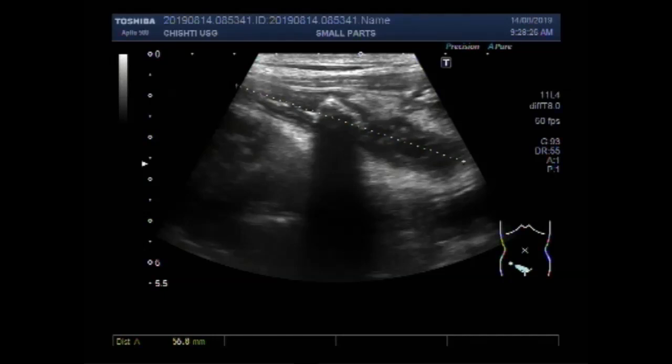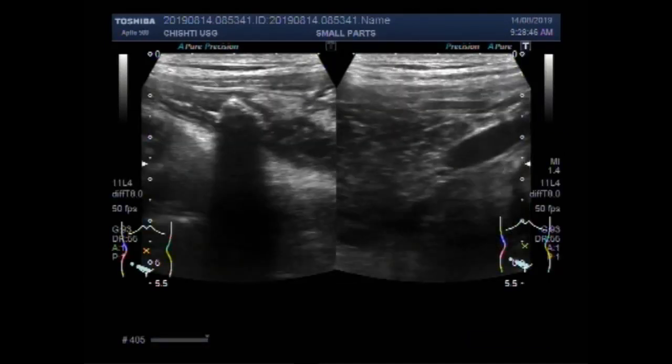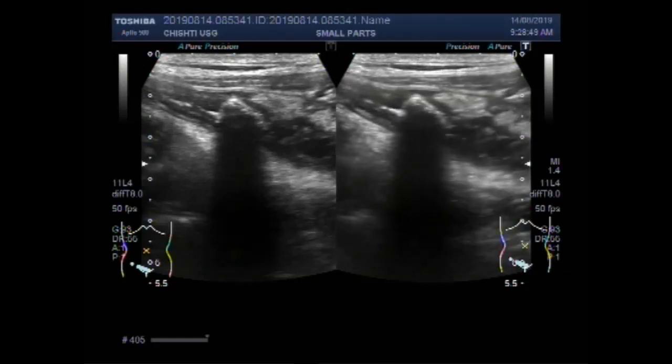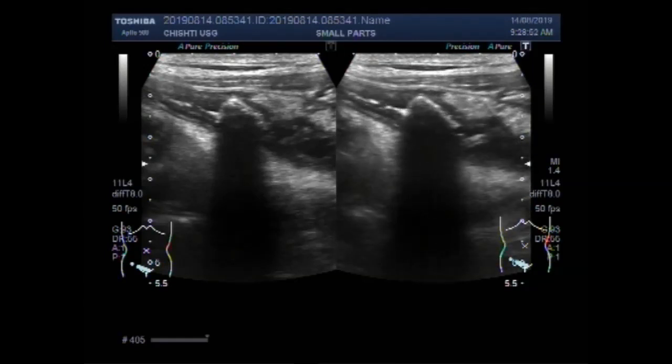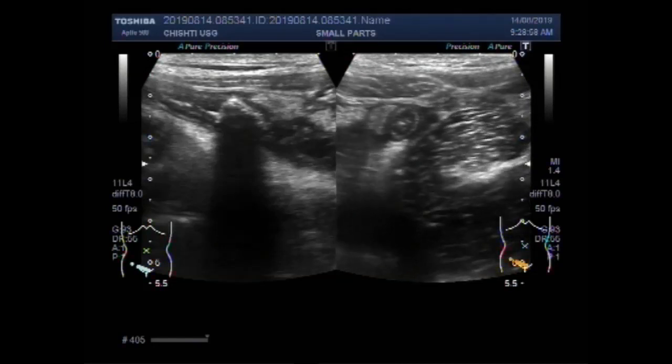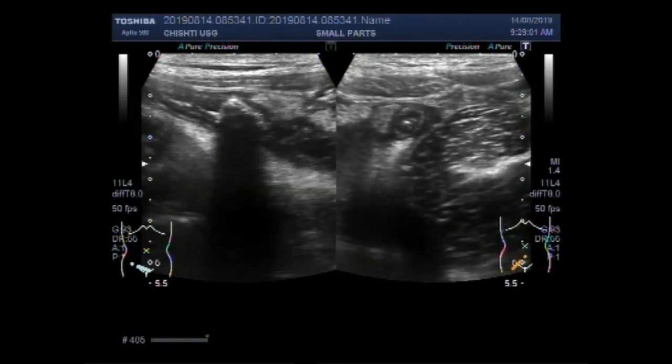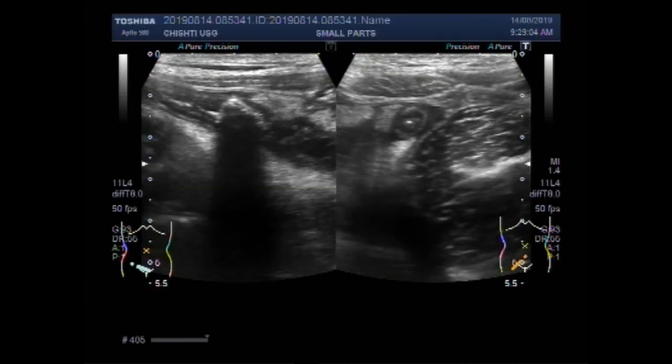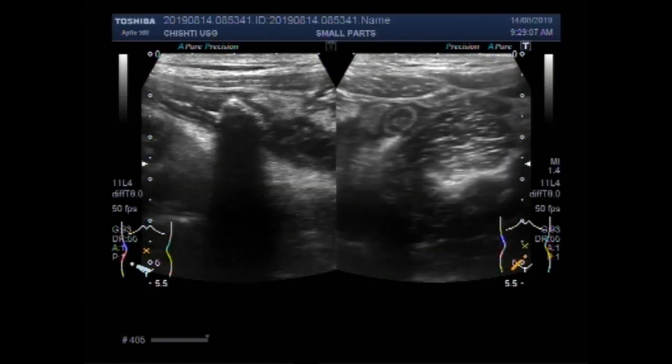And this is the size of the appendix. It measures about 5.7 cm by 0.9 cm. A lot of edema is seen surrounding this inflamed appendix. Now again, this is the longitudinal view of the inflamed appendix.